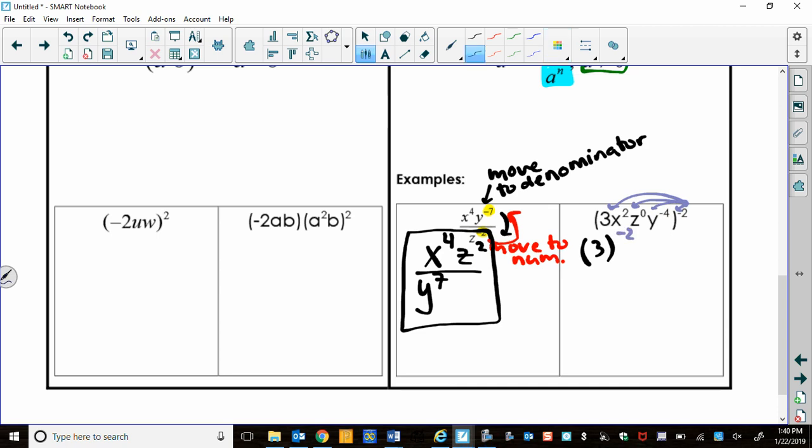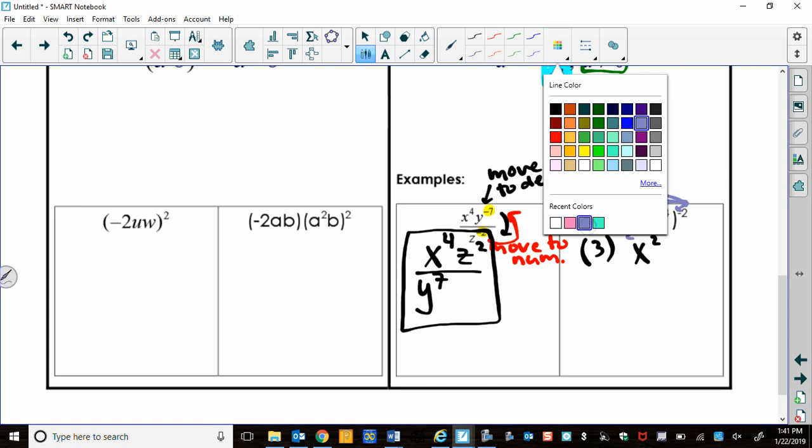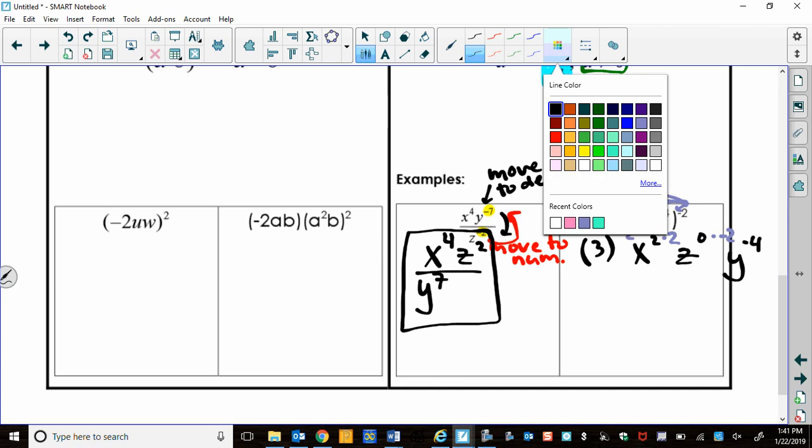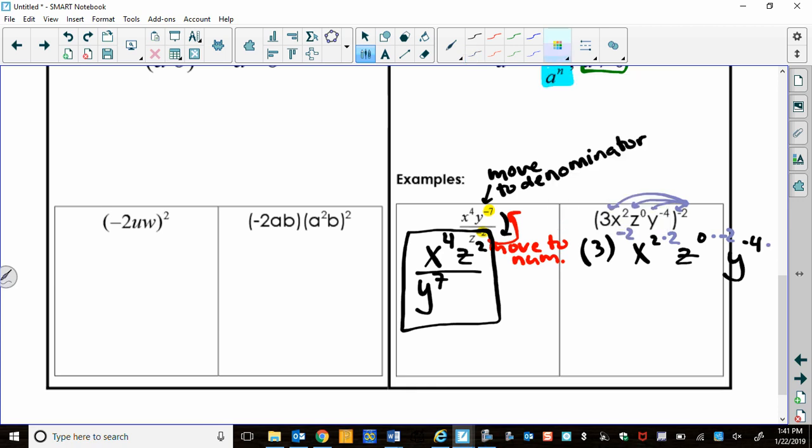I have x to the 2nd power. So really I'm going to be multiplying that by negative 2. Z, I'm sorry, I'll have 0 times negative 2. And then finally y is going to be y to the negative 4th, I'm sorry, times negative 2. So you can go ahead and take a quick second to try to simplify this part of this problem.